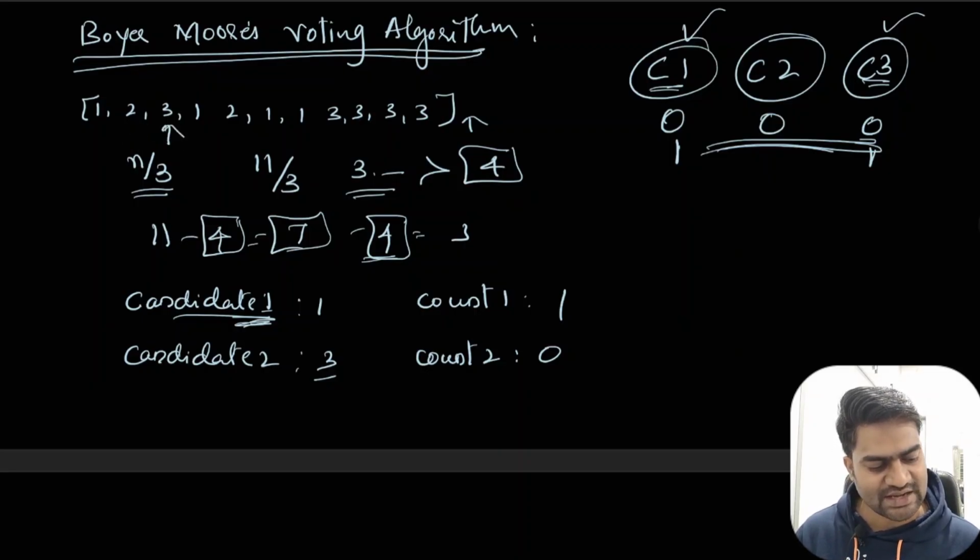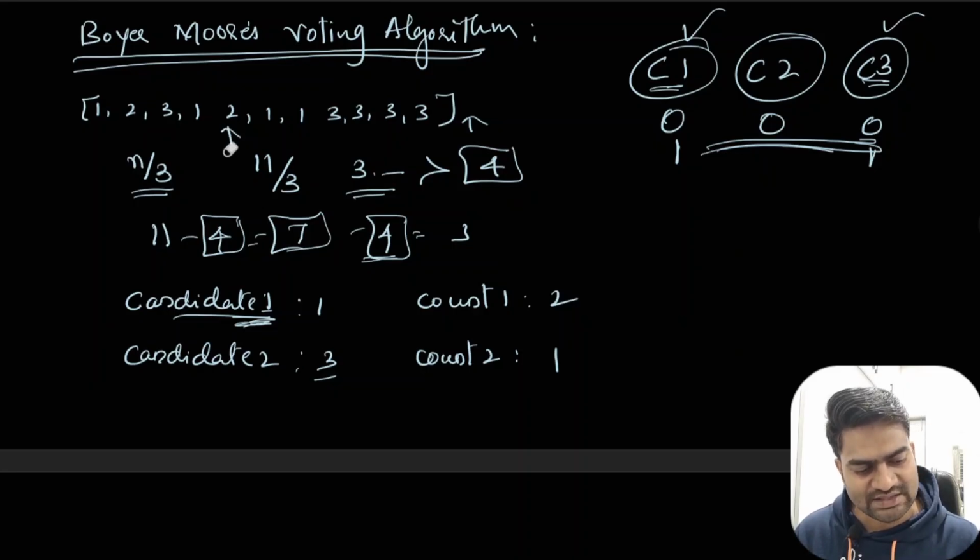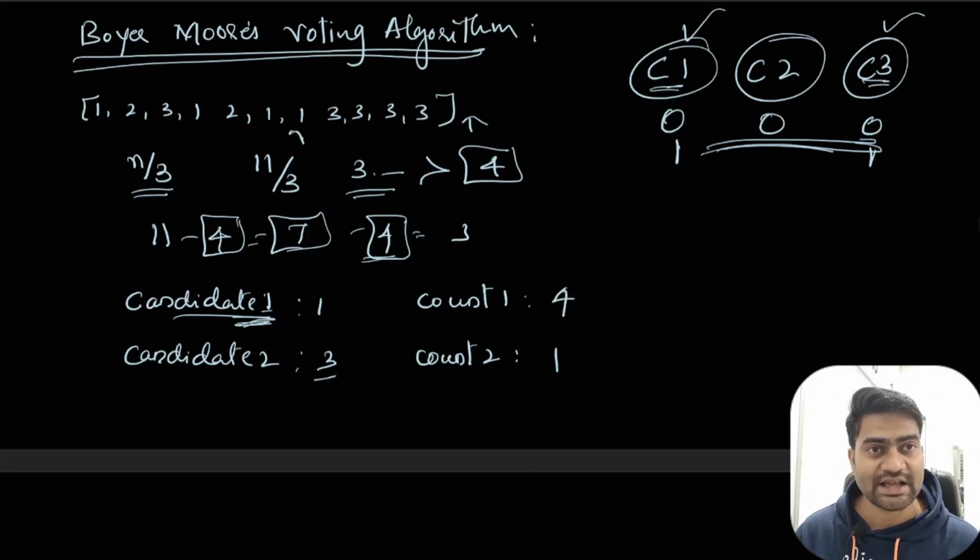This is 3, so I will have to increase candidate 2's count. Next value is 1, so I will increase this count to 2. Next value is 2, which is neither candidate 1 nor candidate 2, so I will skip and move on. Next, candidate 1 again, so I will increase its count. Again we have candidate 1, so I will increase the count. Now this time it is 3, which is our candidate 2, so I will increase the count of candidate 2.